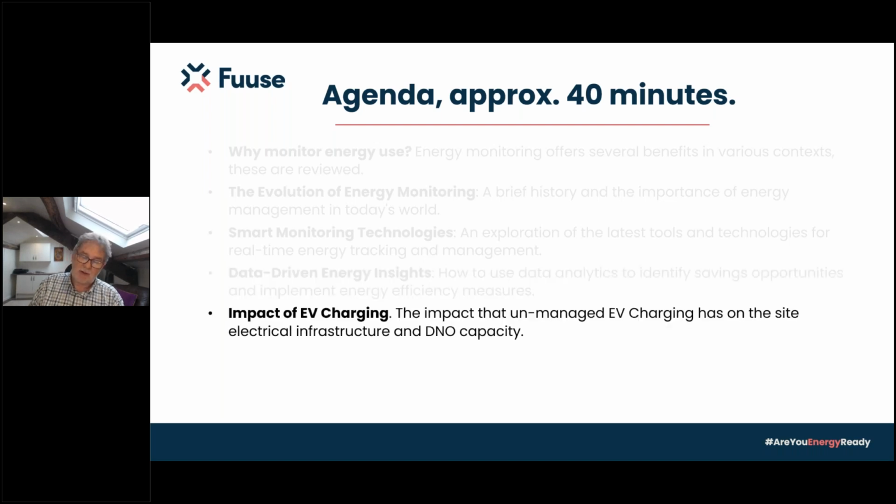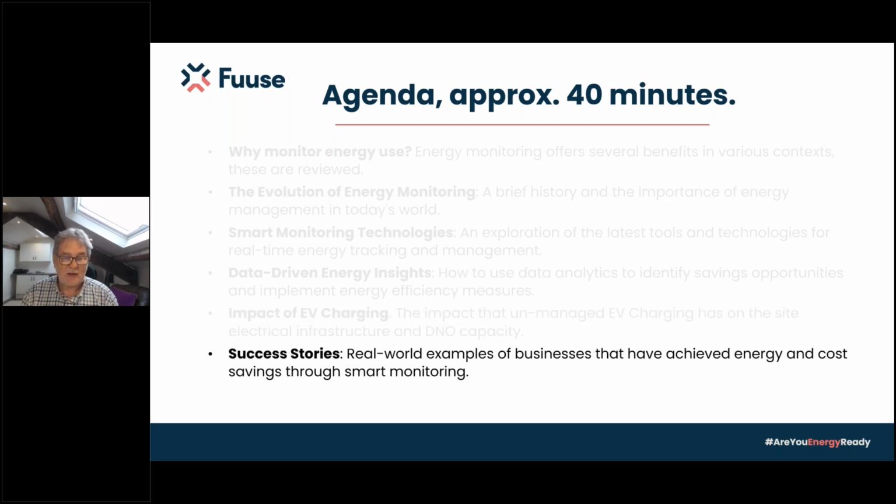What we're finding, I'll come back to Fuuse in a moment. Yes, we'll park that. But what we're finding is in a lot of our customer sites that use our technology, EV charging is starting to play quite a heavy impact on the site electrical infrastructure. So we'll take a look at that. And finally, some real life case studies of people using these insightful energy data to get the cost and the carbon down. So that's the agenda.